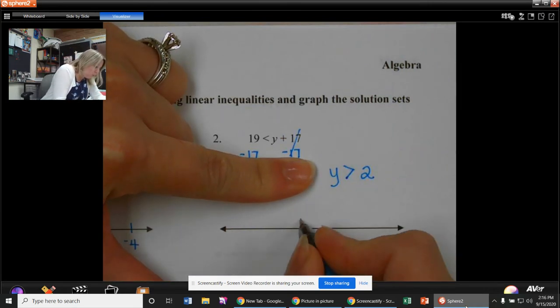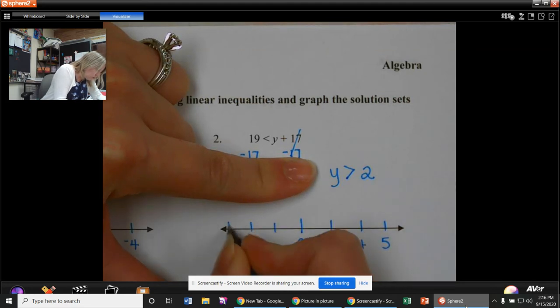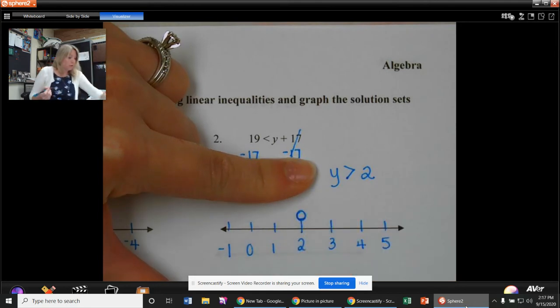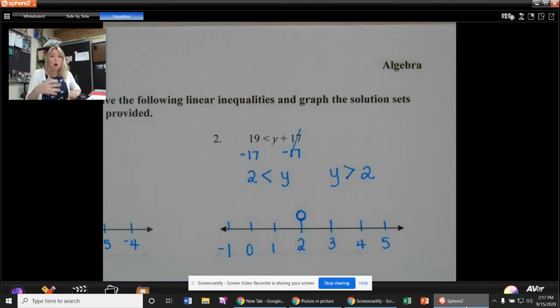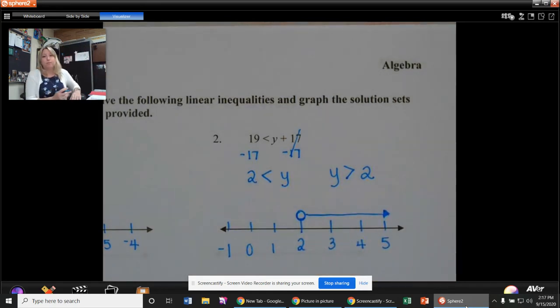So 2 goes in the middle. Greater stuff on the right here. Less stuff on the left. And I'm going to put my number in question. So circle over the 2 in the middle. y has to be greater than 2. So I cover all the things that are greater than 2.